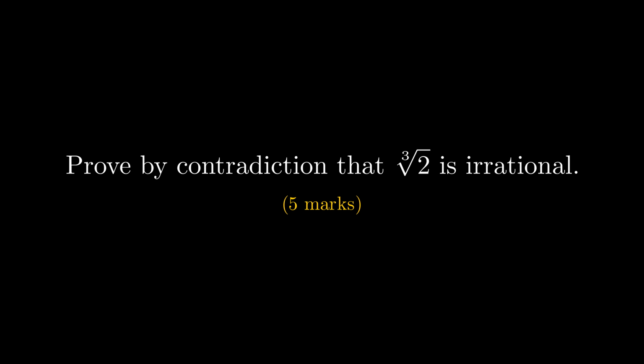Prove by contradiction that the cube root of 2 is irrational. 5 marks. This is a contradiction job. We assume the opposite and let the algebra break it. You can't attack irrational head-on. It's a claim about what the number isn't, and there's nothing to grab.